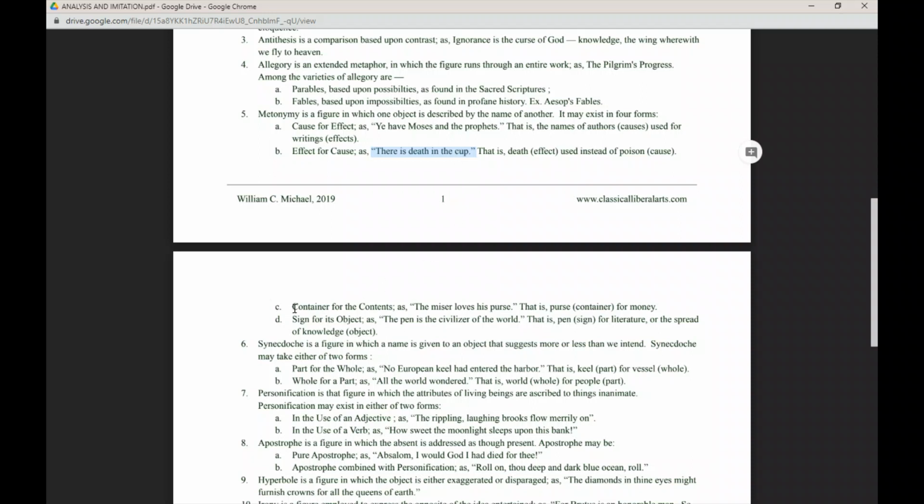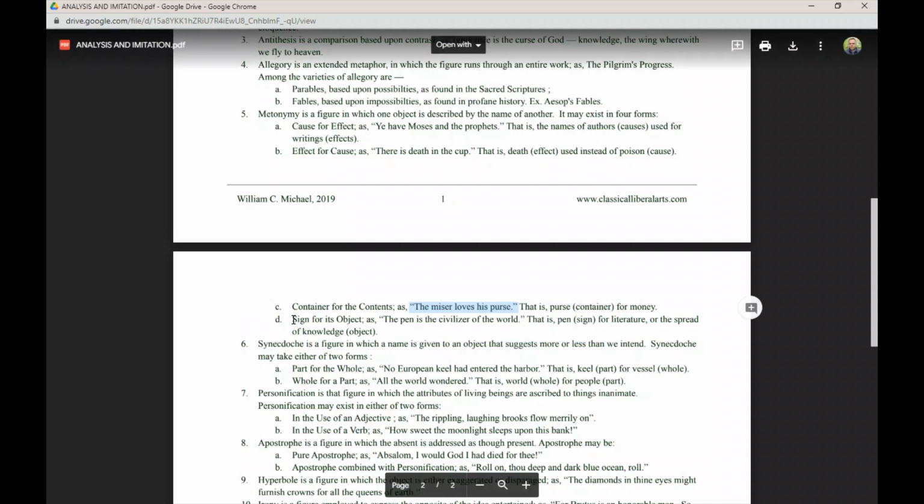Third, another kind of metonymy is to use the container for the contents. The miser loves his purse. Now, the miser doesn't actually love his purse. He loves what is contained in the purse. But the purse is used as a figure of the money or the contents of the purse. This is an example of metonymy.